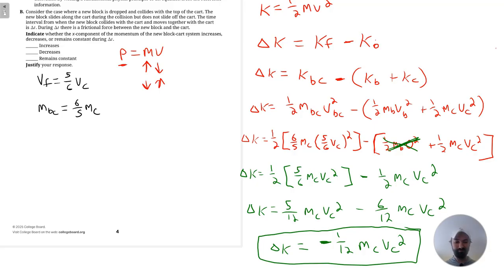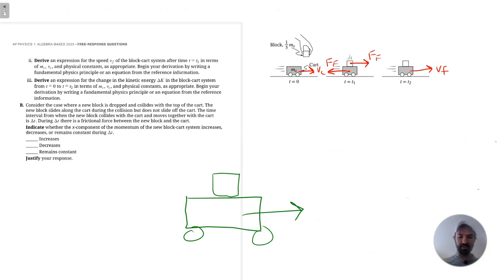Let's move on. Final question. They ask us about dropping a brand new block on top as that cart is moving. So that block falls, it drops on top. When it drops on top, it does slide. It slides this way relative to the cart. There is some friction on it, just like we talked about earlier. So there's some friction on it this way. There must be some friction on this in this direction, because there have to be equal and opposite forces.